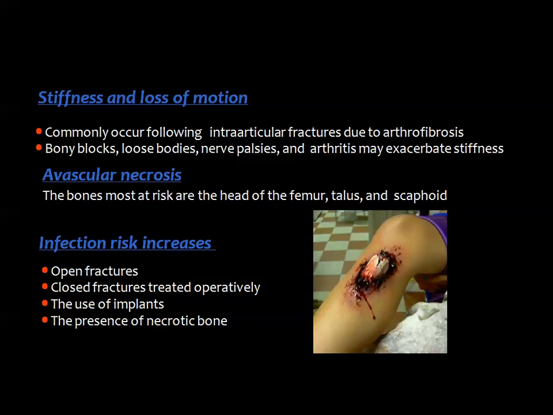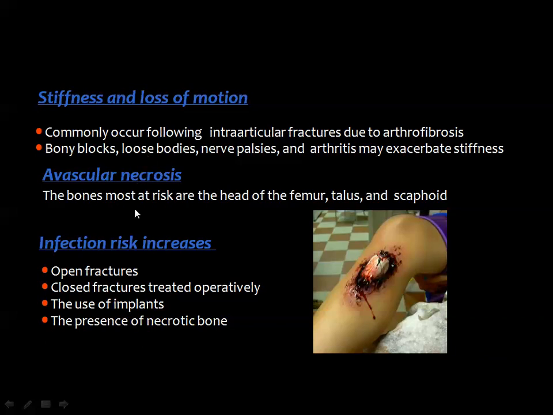Then one of the complications is stiffness and loss of motion, and this usually occurs in cases of intra-articular fractures involving the adjacent joint, usually due to the development of bleeding inside the joint and the development of fibrosis inside the joint, secondary to a long period of immobilization, and this may also be initiated by loose bodies inside the joints, nerve palsies, and inflammatory changes in the adjacent joint.